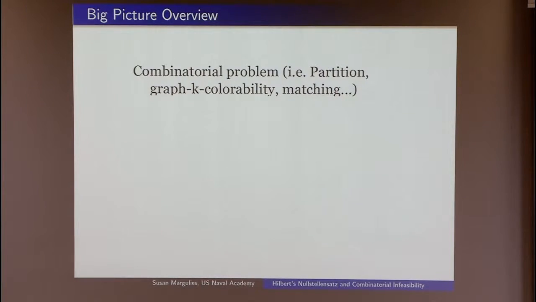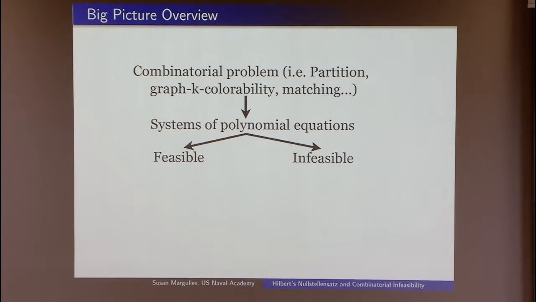We start out with some combinatorial problem, one that we know and love, like graph K-colorability, partition, perfect matching, independent set, and off we go. We model it as a system of polynomial equations. And once we are there with that algebraic representation, there are a couple of things that we can do. The system of polynomial equations, of course, will either be feasible or infeasible. The underlying combinatorial property will either be satisfied or not satisfied.